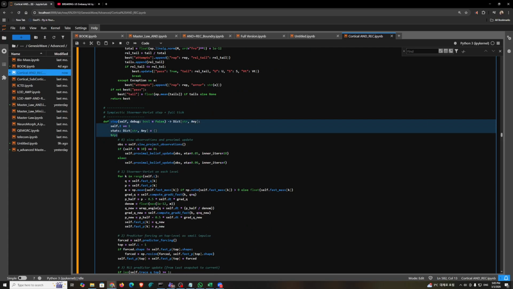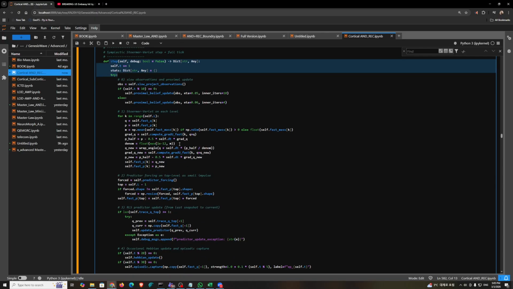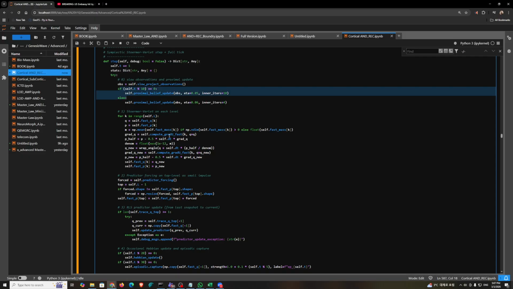We have to think about this step function as the engine's heartbeat, representing one discrete moment in the agent's existence. The step function orchestrates the entire AND-REC master law by executing a precise sequence of operations that mimic the continuous interplay of biological brain functions. So this is where the system comes together here. First, it summarizes the current fast activity into observations for the slow system, which then updates its belief, its means and covariances, using that proximal belief update. And it adheres, of course, to the Landauer energy constraints and the invariance penalties. This is the dissipative and proximal step.